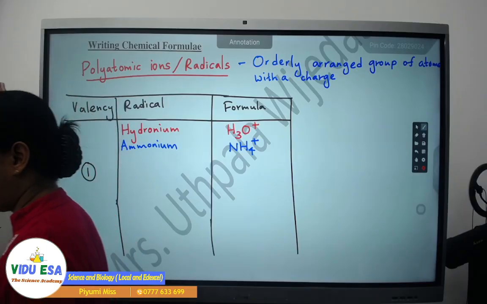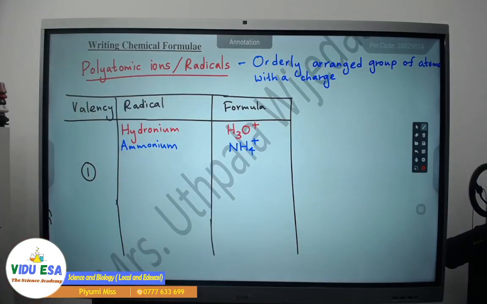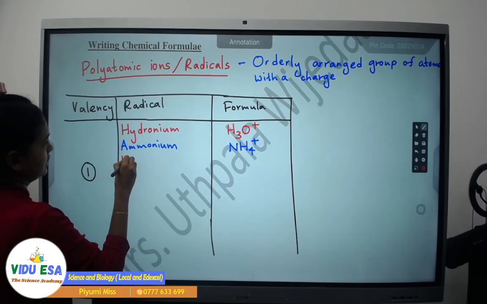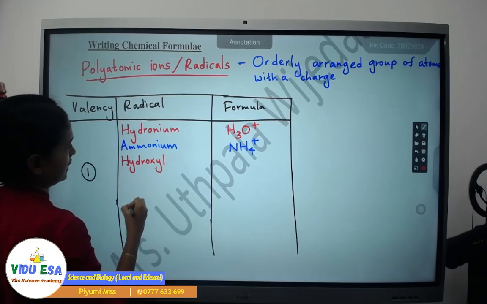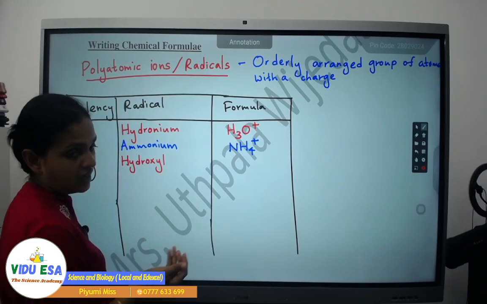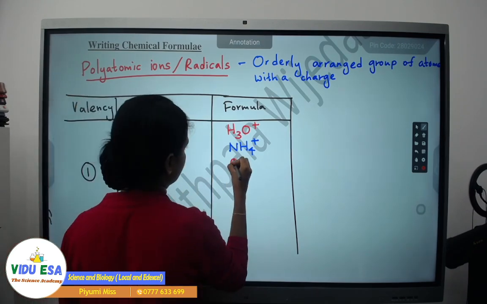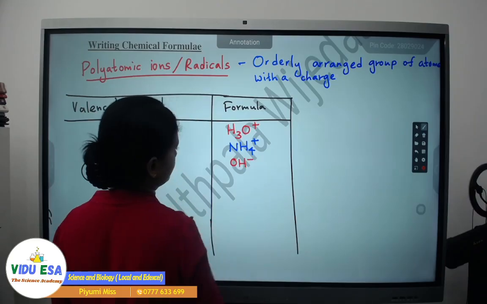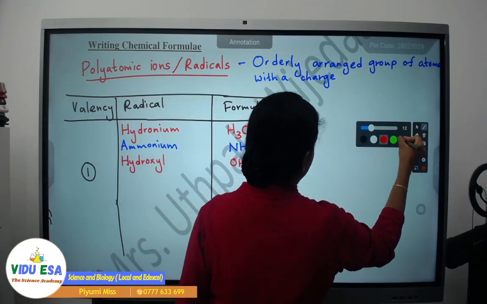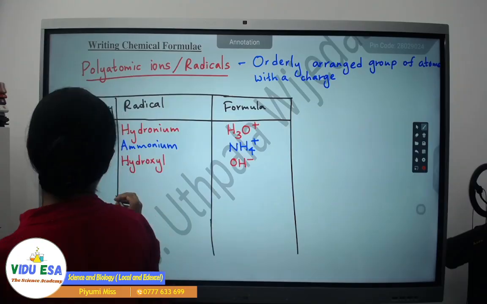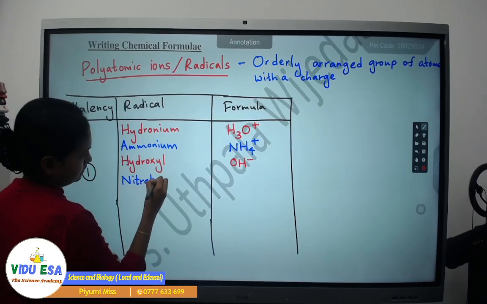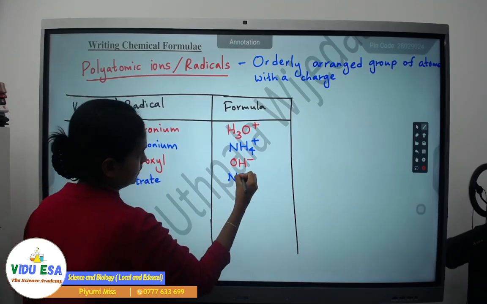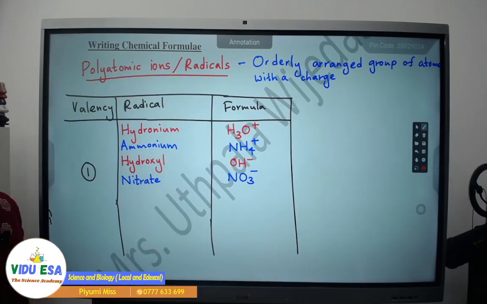Then we can say nitrate. Hydroxyl or hydroxide, that is OH minus. OH minus 1. Then we can say nitrate, NO3 minus.